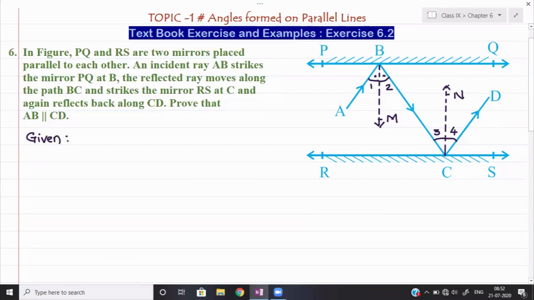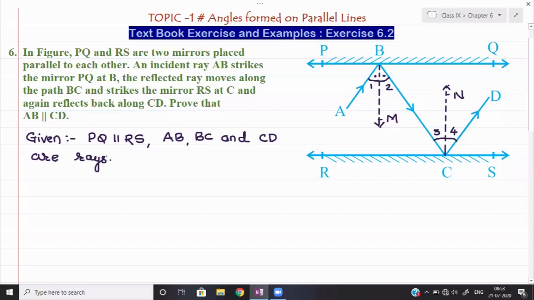In the given, first of all, we have that PQ is parallel to RS. These are two mirrors, PQ and RS, given to us as parallel. Then AB, BC and CD, these three lines are rays. I am not mentioning their incidence or reflected ray. They are simply rays. With the help of the figure, we can assume their part.